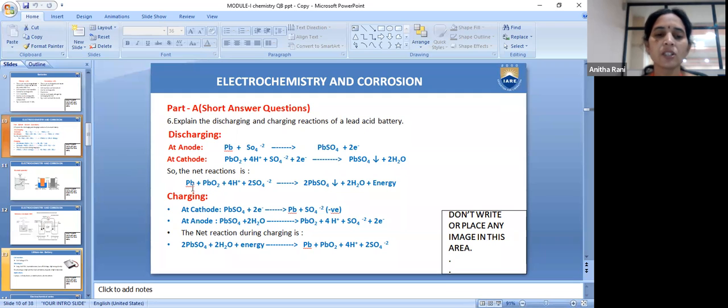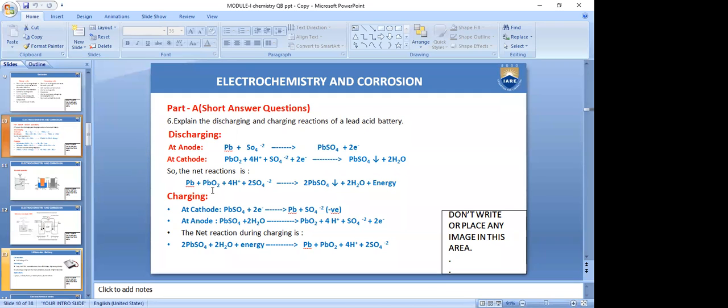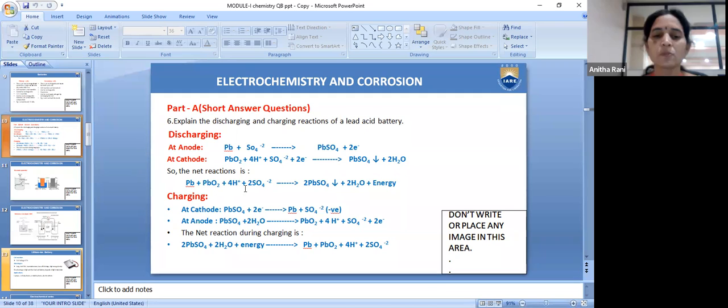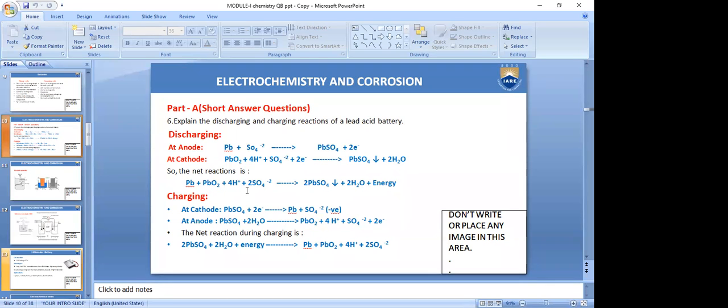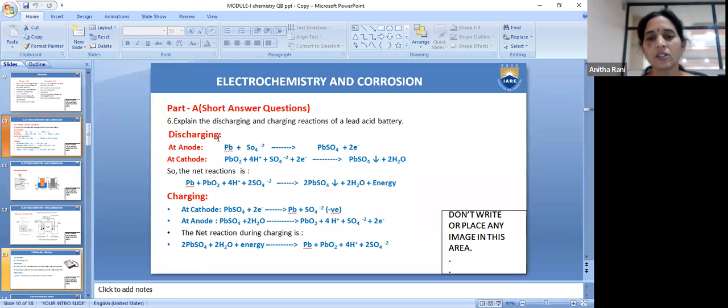The net reaction we can write is Pb plus PbO2 plus 4H+ plus 2SO4 2- gives rise to 2PbSO4 plus 2H2O plus energy. So chemical energy is converted into electrical energy. Reactants are converted into products during the discharging reaction.